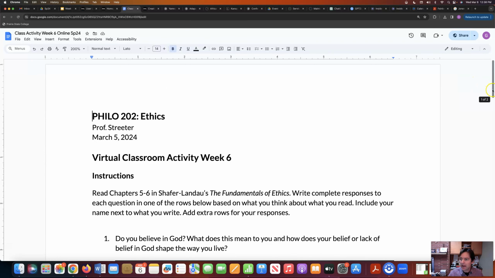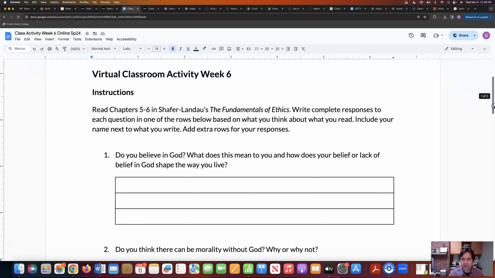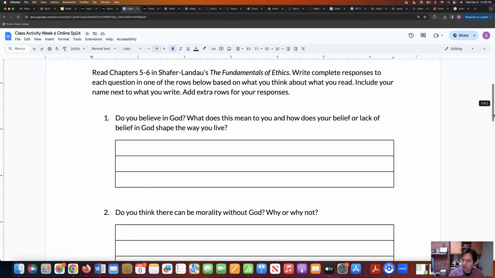So again, after reading chapters 5 and 6 in the Fundamentals of Ethics, think about these questions. They're somewhat personal, but then asking you to elaborate and connect a little bit to the reading. So do you believe in God? What does that mean to you? How does your belief or lack of belief shape the way you live?